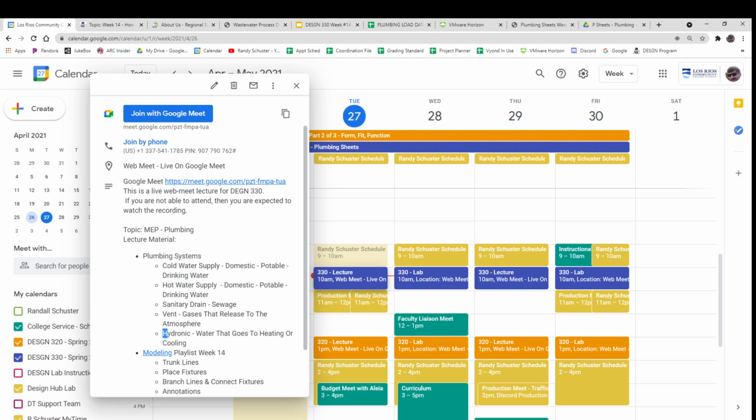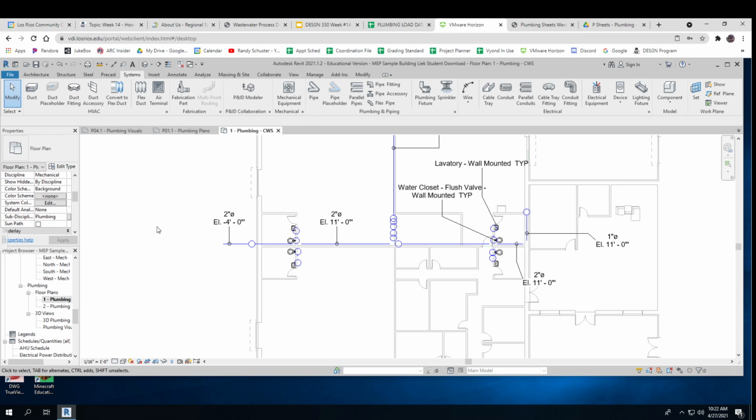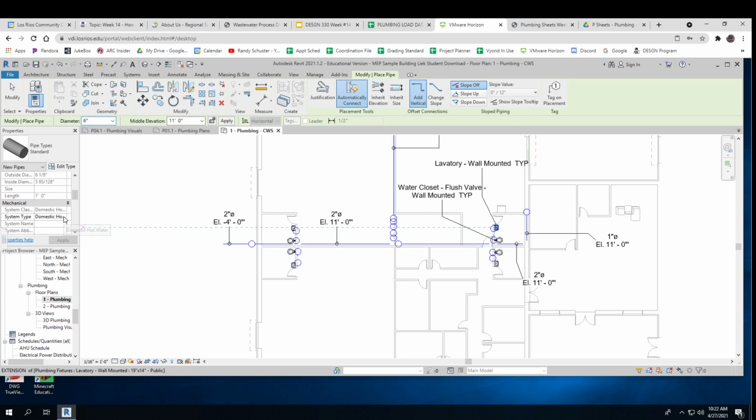And then the last thing is any water that goes to a heating or cooling system is called hydronic. And so you can see hydronic lines too. And you'll see all of those when you decide to put in a piece of pipe. There's sanitary, vent, hydronic supply, hydronic return. We didn't talk about fire protection. This place would need a fire protection system too. Fire protection is very cool.